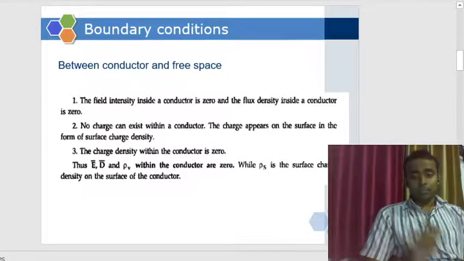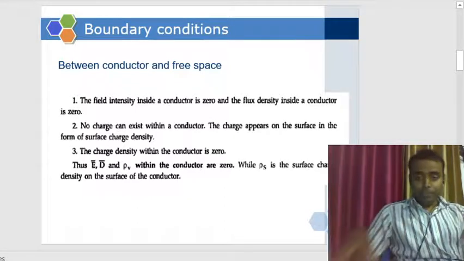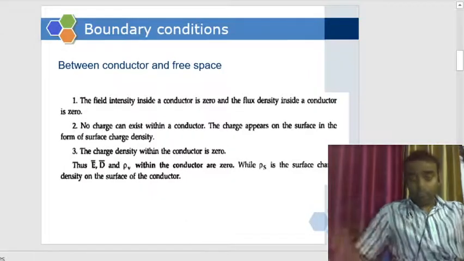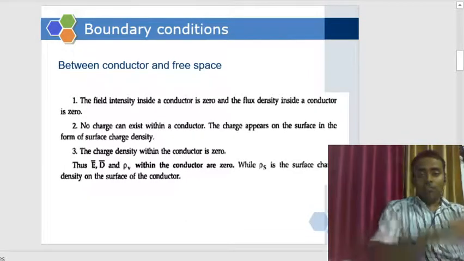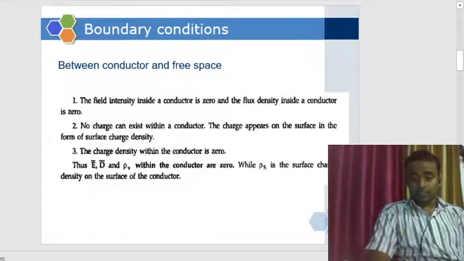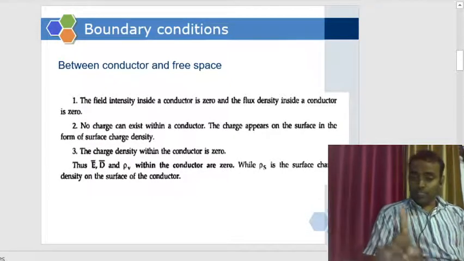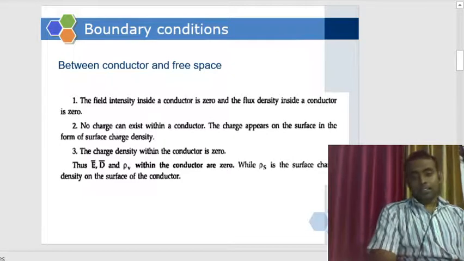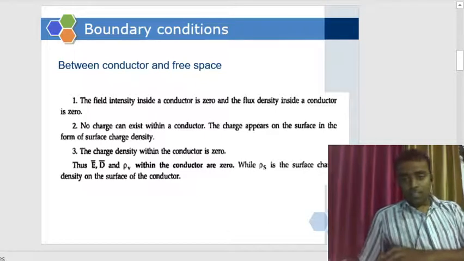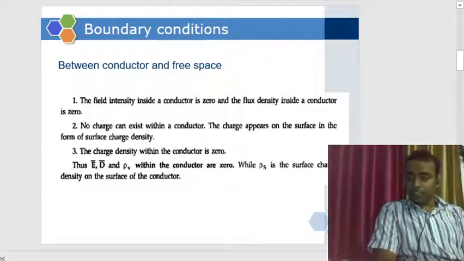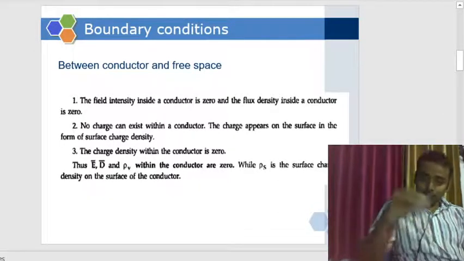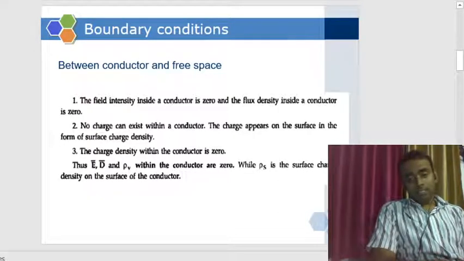हमने ये लास्ट टाइम देखा था कि कंडक्टर के अंदर कोई भी चार्ज नहीं होता है, isn't it? अंदर नहीं होता, सारा चार्ज किस पे होता है? उसकी सरफेस पे. Inside a conductor no charge exists. See, no charge exists within the conductor. It appears at the surface in the form of surface charge density, isn't it? Within the conductor, charge density is 0.